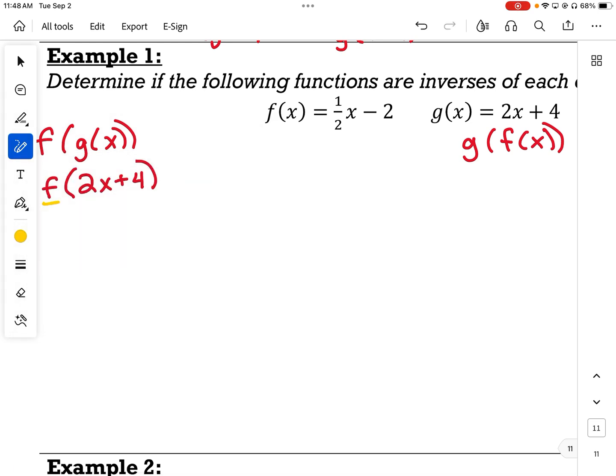An easy way to remember this is, see how f is the first letter? So you go to your f function, and that's how you start your equation. So we're going to do 1/2 and plug in this 2x plus 4. And don't forget the end of the f function, which says minus 2.